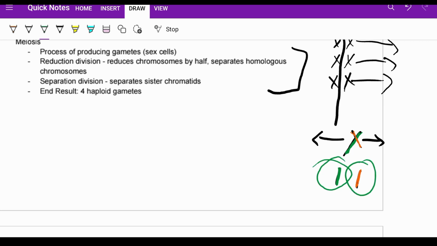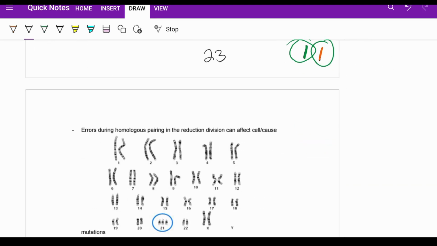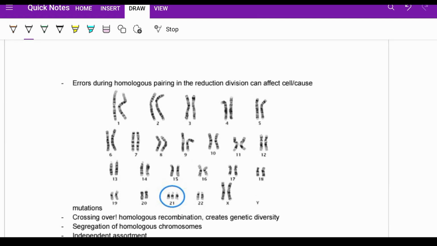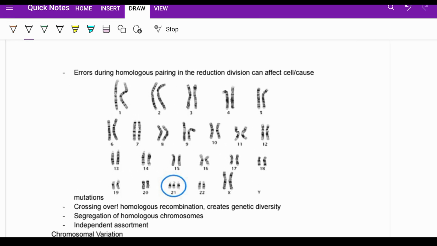And the end result is 4 haploid gametes. If we remember what haploid means, that means it only has one set of chromosomes, which means in humans, this gamete would only have 23 chromosomes instead of our normal 46. And errors during homologous pairing can cause mutations in the cell.